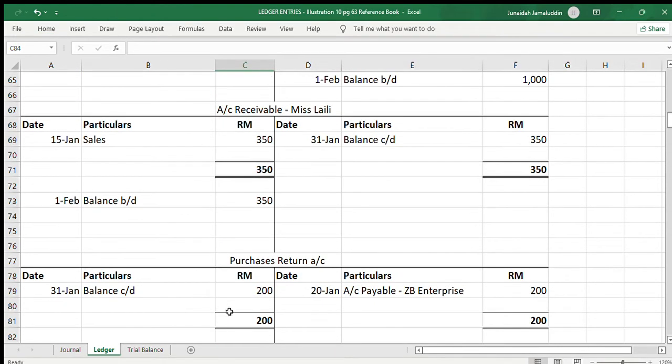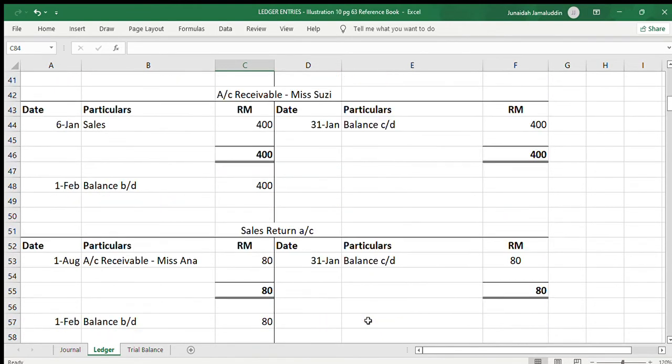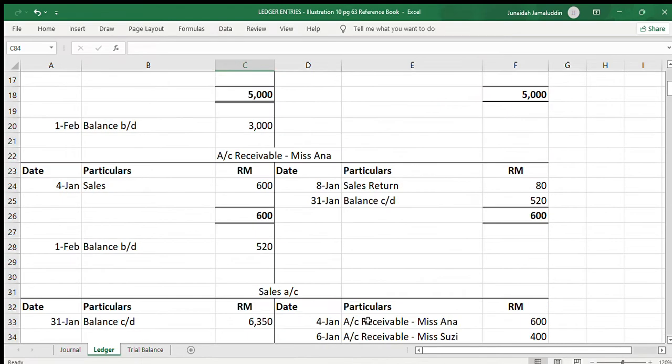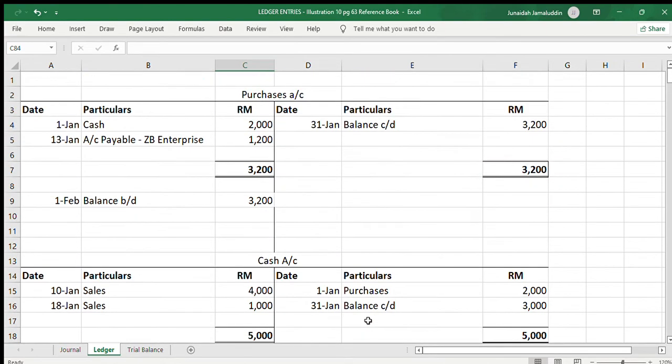So we have done balancing of the ledger accounts. Alright, we are done already. Balancing of the ledger accounts. Right, as you can see, okay, the purchases account has balance BD at the debit side. Balance BD of the purchases account is at the debit side.